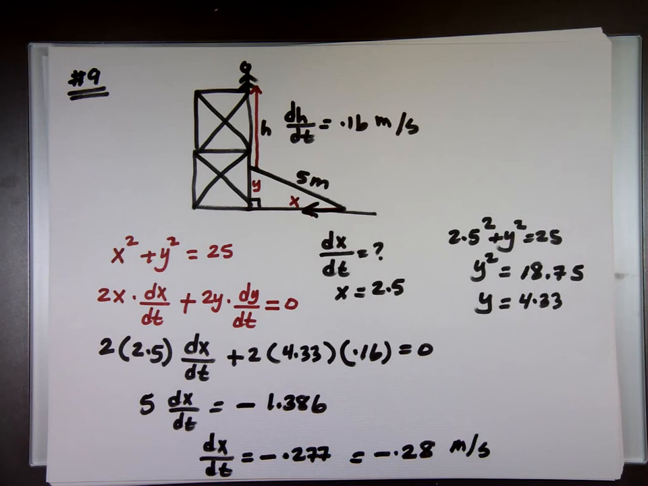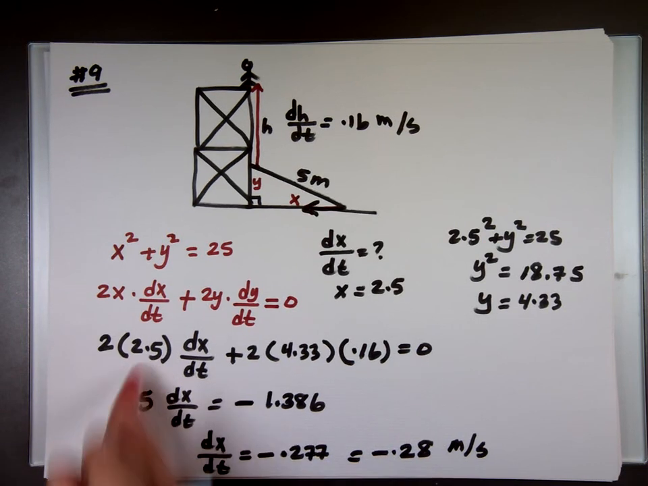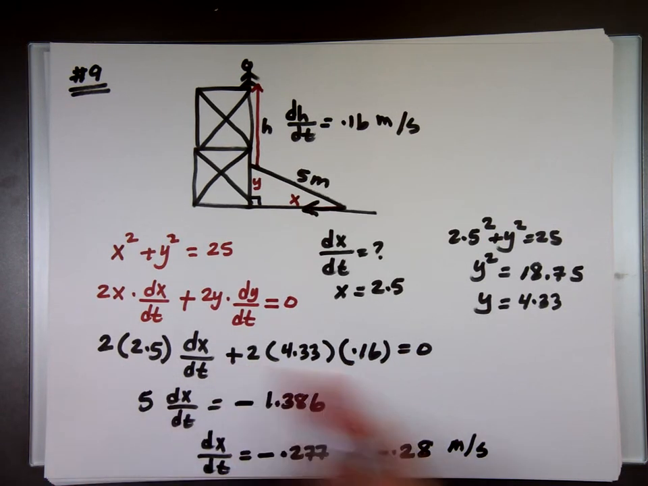That's positive 5 dx/dt. This one is plus, yes. 2 times 2.5 is 5. This number is positive. When you take it to that side, it becomes negative.